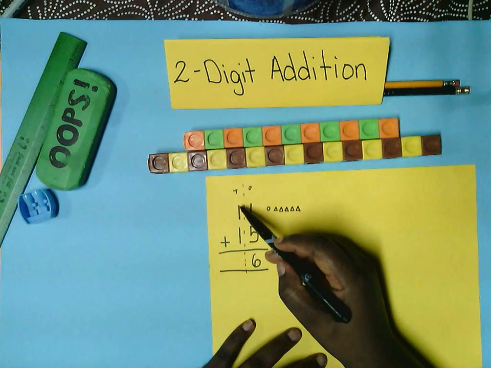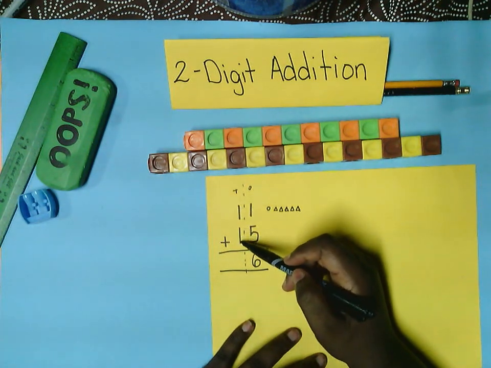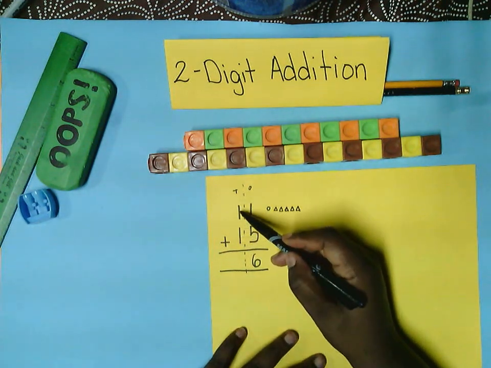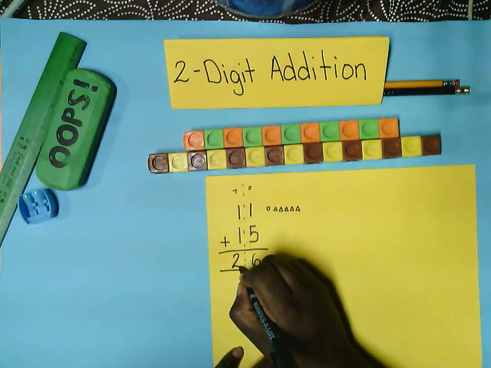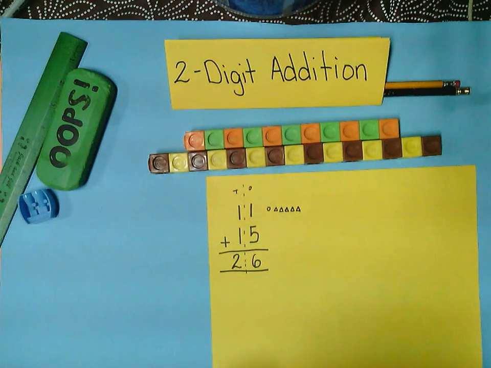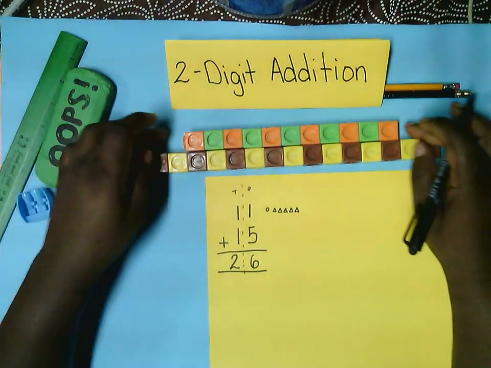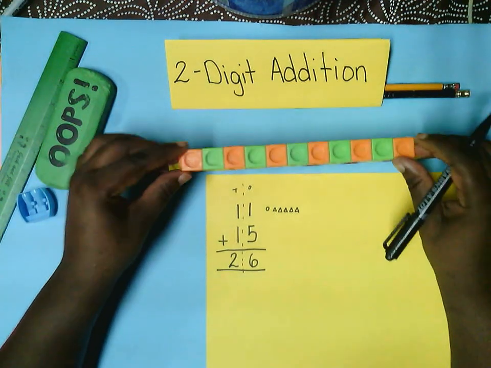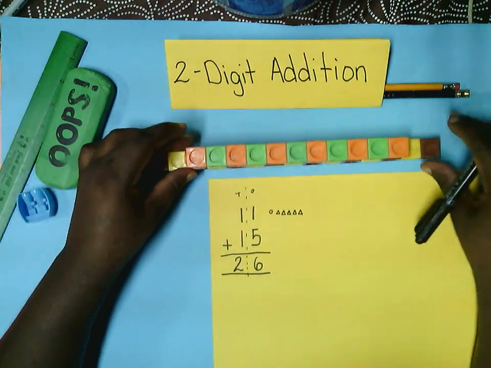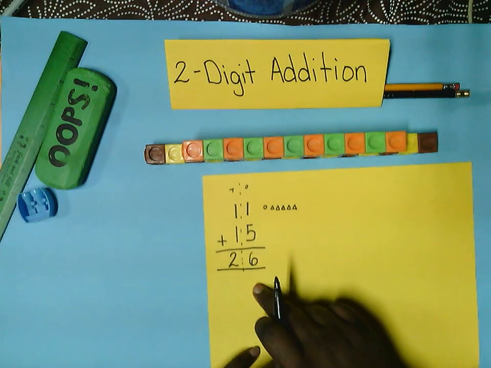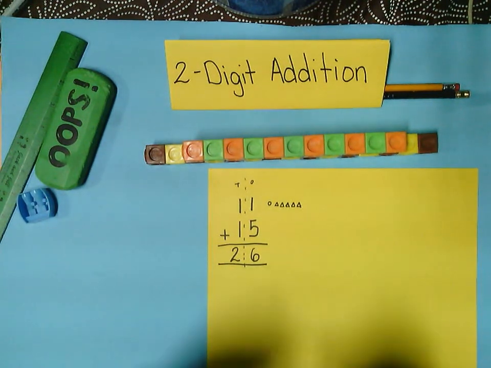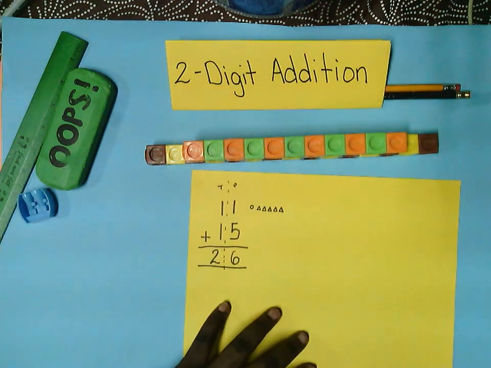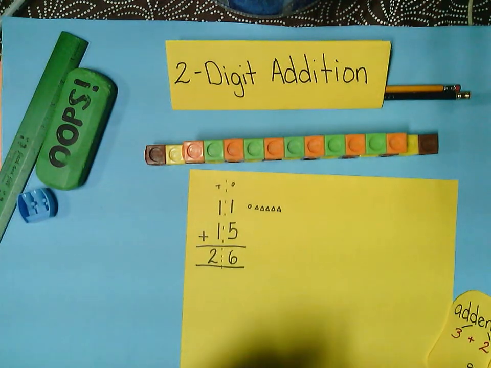Then in my tens place, step 2, I'm going to add the digits in the tens column. Well, 1 plus 1 equals 2. So I have 2 tens. So Lene's 11 plus Kalika's 15 gives us 26. 2 tens, 6 ones. So let's look at the parts now.